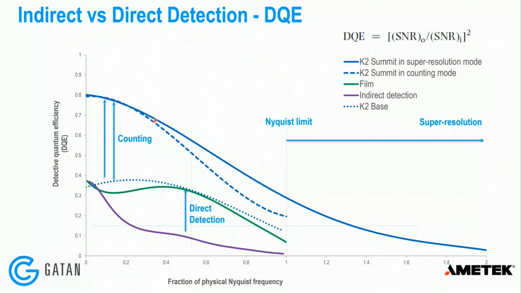Okay, this all maybe seems a little abstract. Basically, higher DQE is better. That's what we want.